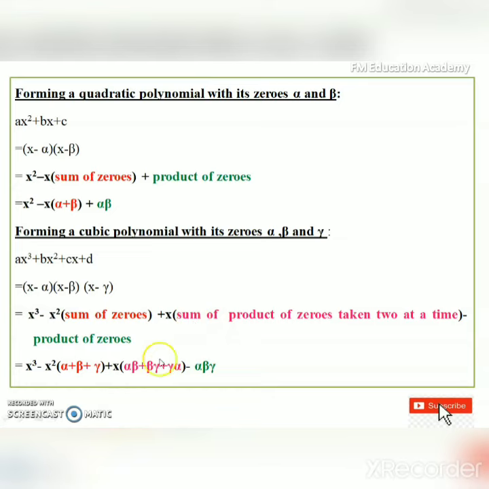I need this sum. So plus, okay. Then minus product of zeros. Product means alpha into beta into gamma. Okay. So remember this, how we are decreasing it. Like here the power is 3, here the power is 2, here the power is 1, here the power is constant. So here the power is 2, here the power is 1, here the power is constant. You should remember like that.